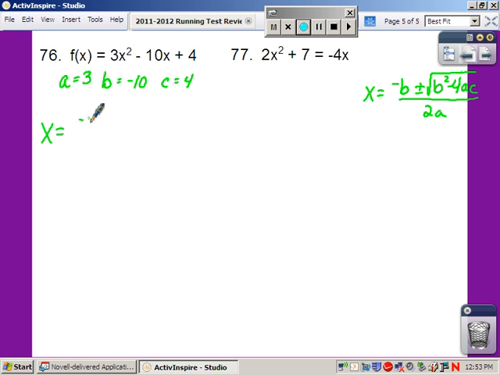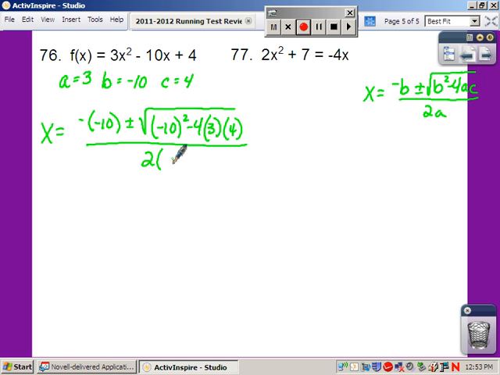So x is negative, and then in parentheses, negative 10, plus or minus the square root of b, which is negative 10 squared, minus 4 times a times c, all of that over 2 times a. So in one step, you can clean all of this up. Two negatives make a positive 10. Under the square root, we've got negative 10 squared, that's 100, minus 4 times 3 is 12, times 4 is 48. 100 minus 48 is 52. All of that is over 6.